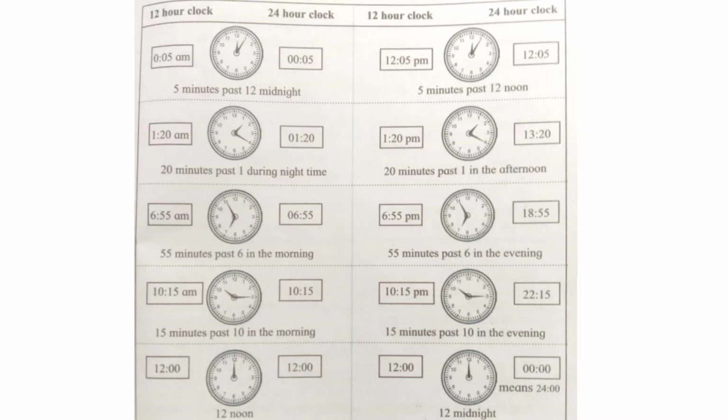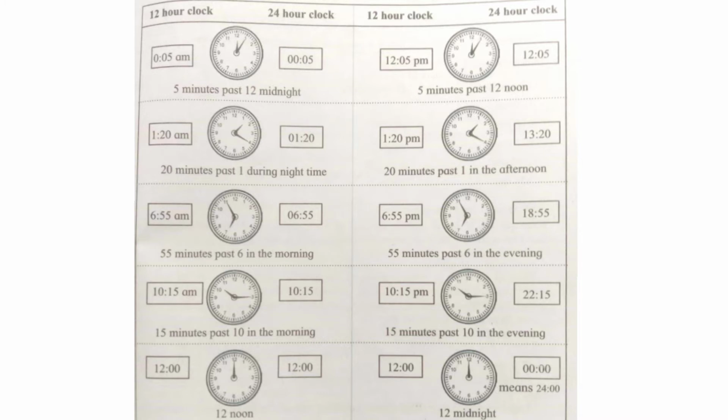Hour hand is between 1 and 2 and minute hand is on 4. It means the timing is 1:20 p.m. Children, now here it is p.m., which means as per 24-hour clock 1 means 13. So it will be 13:20, means 20 minutes past 1 in the afternoon.